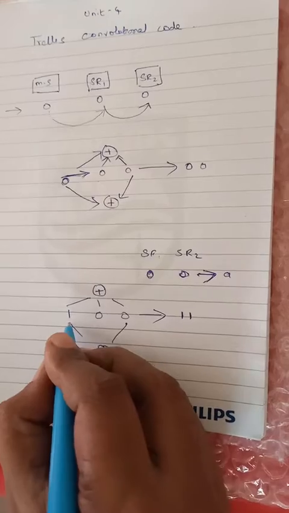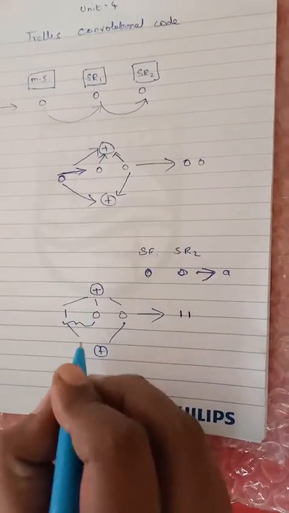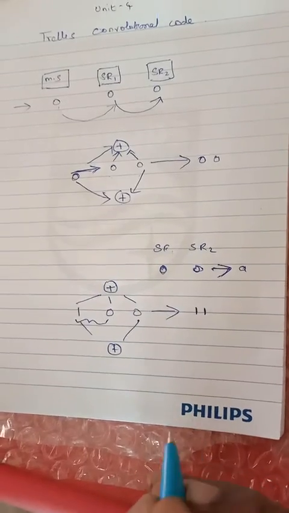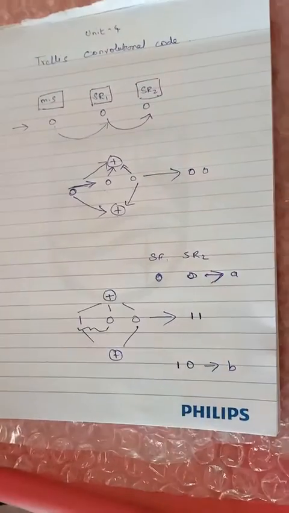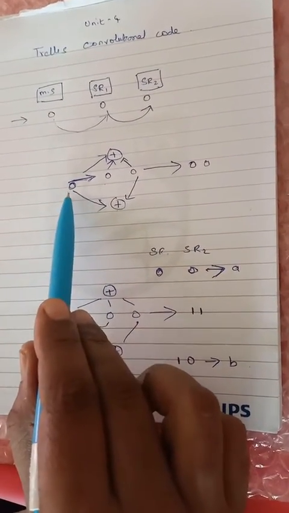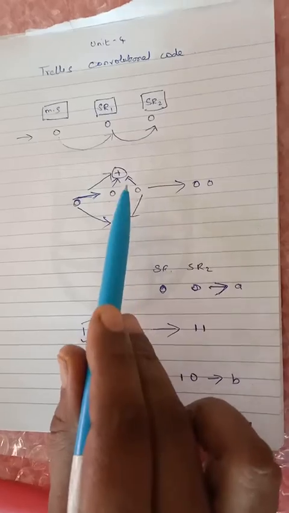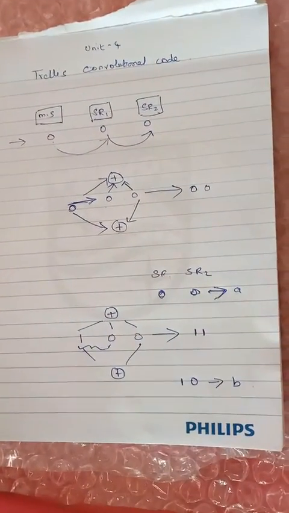So here this is going to be your current state now. Here this 1 0 is going to be a new state which is assigned as B. So when the incoming bit is 1 for 0 0, it will move from state A to state B and the output value will be 1 1.